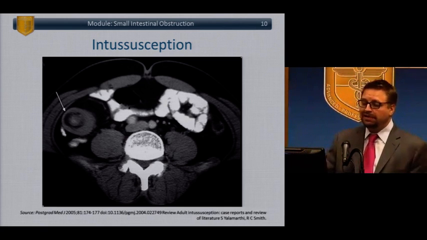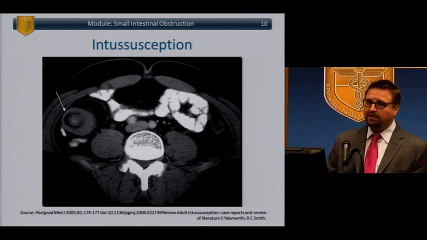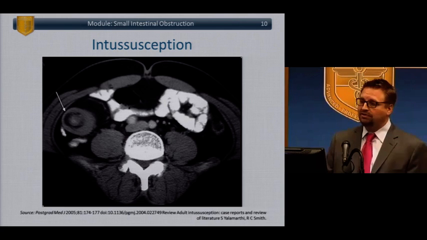Sometimes they'll reduce spontaneously in the process of evaluating the patients. Even if these patients reduce, have a big bowel movement, and feel better, you should still proceed with your workup and probably a resection, because they're at risk of having polyps, cancers, or something abnormal causing this type of intussusception.